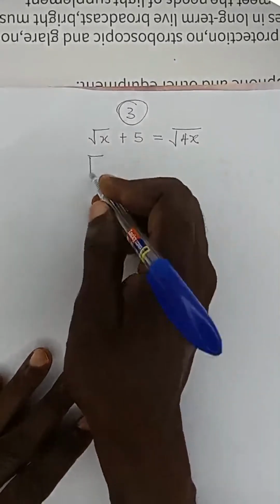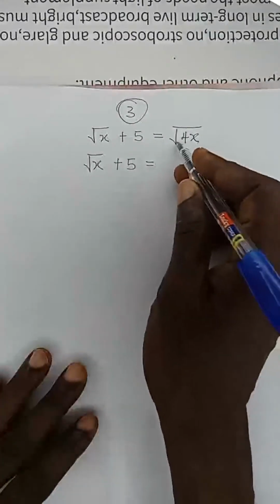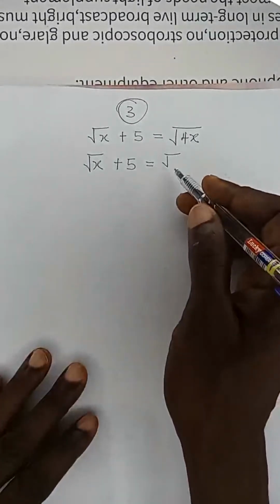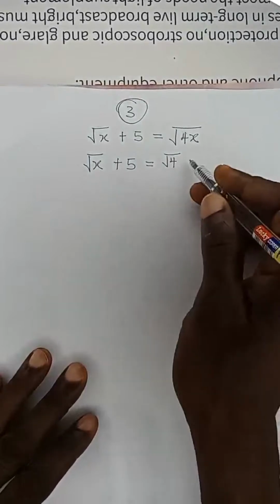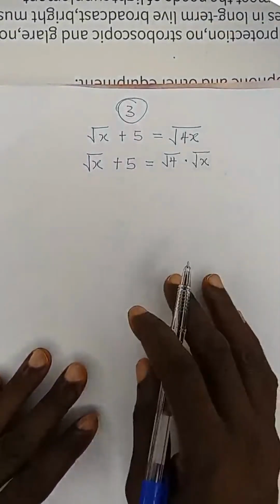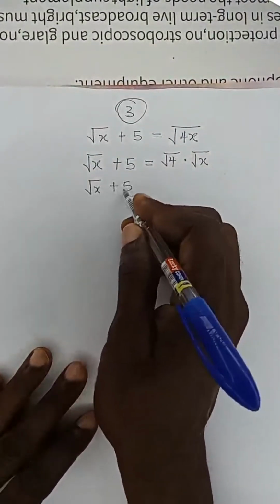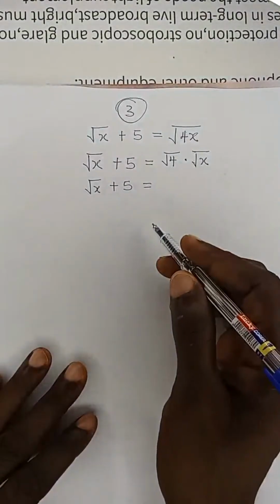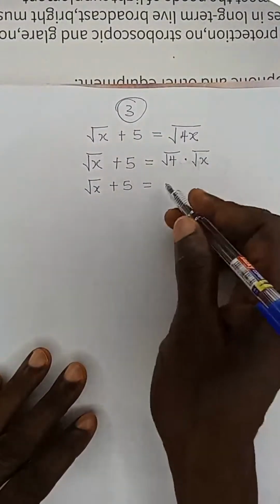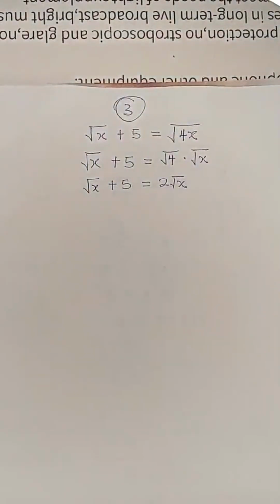Let's write it as root x plus 5 equals, we can give these separate square roots. Square root 4, then we have square root x. So we have root x plus 5. Square root of 4 is 2, and 2 times root x will give us 2 root x. Now we have root x and 2 root x. They are like terms. Let's bring them together.